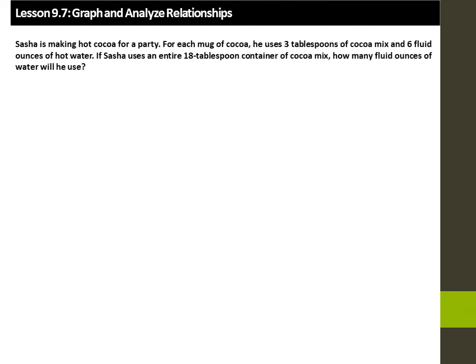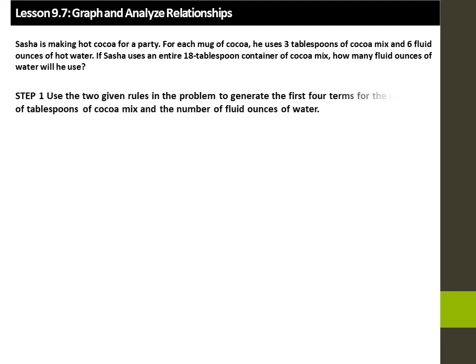Graph and analyze relationships. Sasha is making hot cocoa for a party. For each mug of cocoa, he uses 3 tablespoons of cocoa mix and 6 fluid ounces of hot water. If Sasha uses an entire 18 tablespoon container of cocoa mix, how many fluid ounces of water will he use?